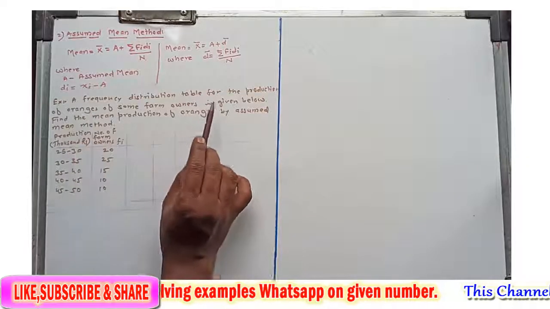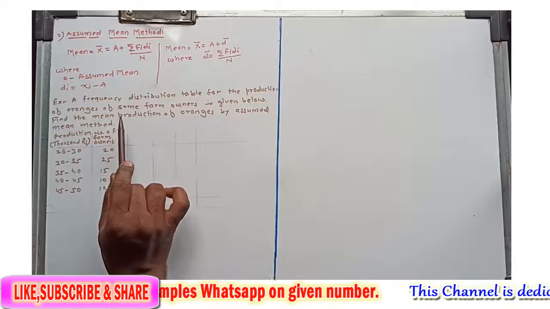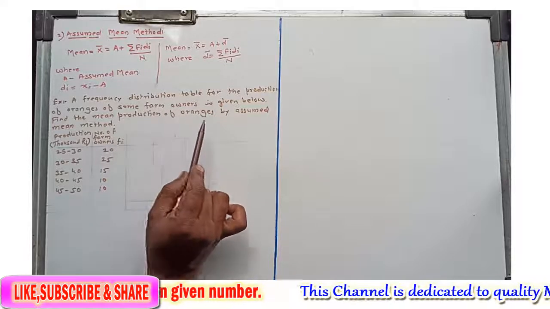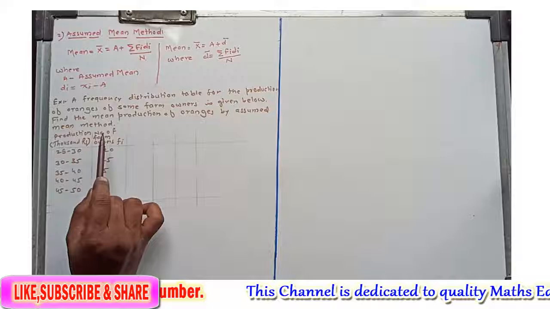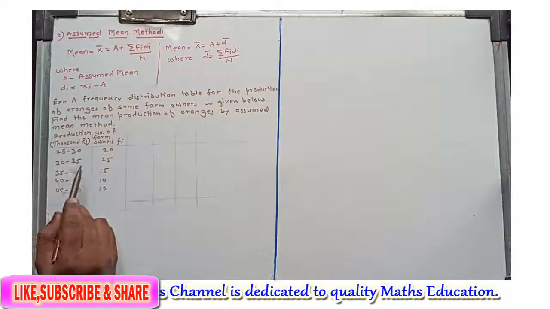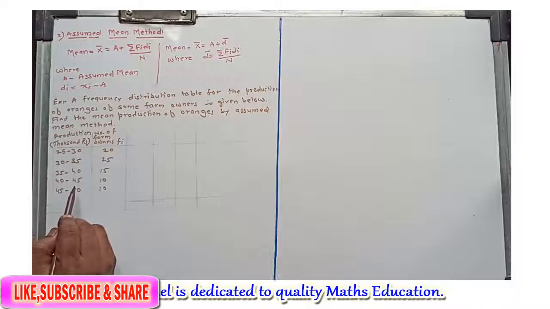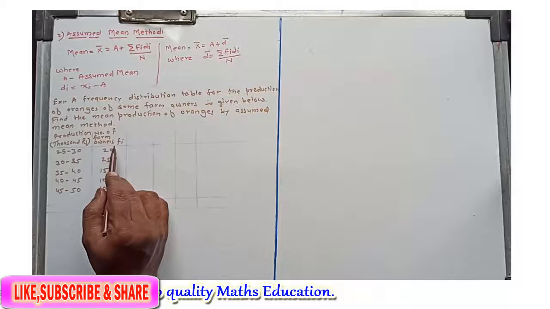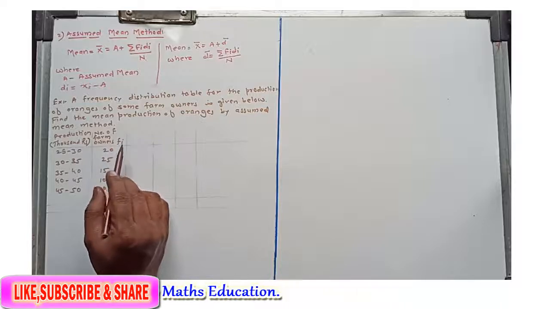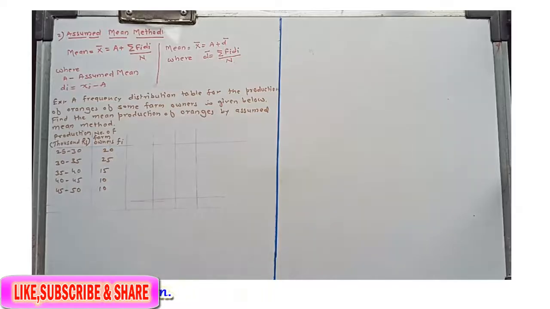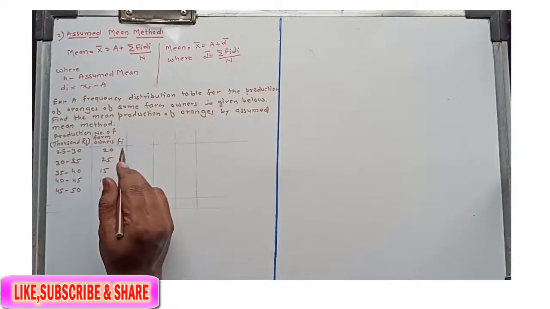A frequency distribution table for the production of oranges of some farm owners is given below. Find the mean production of oranges by assumed mean method. So here production in 1000 rupees is given: 25 to 30, 30 to 35, 35 to 40, 40 to 45, and 45 to 50. Okay, and the number of farm owners are given: 20, 25, 15, 20 and 10. The second column is the column for fi.